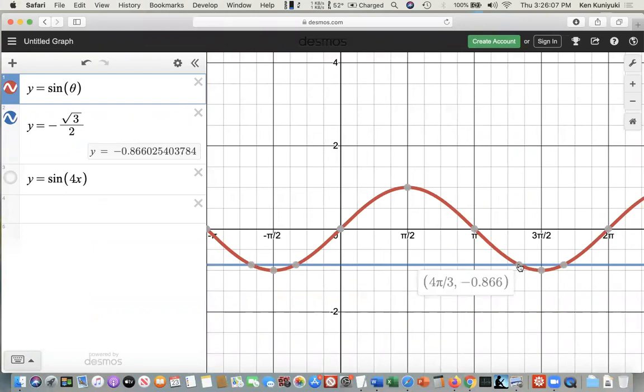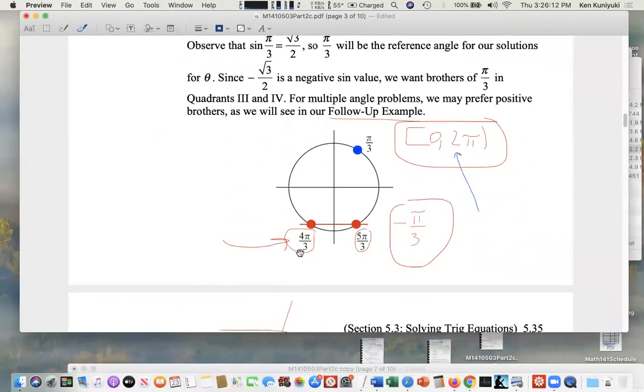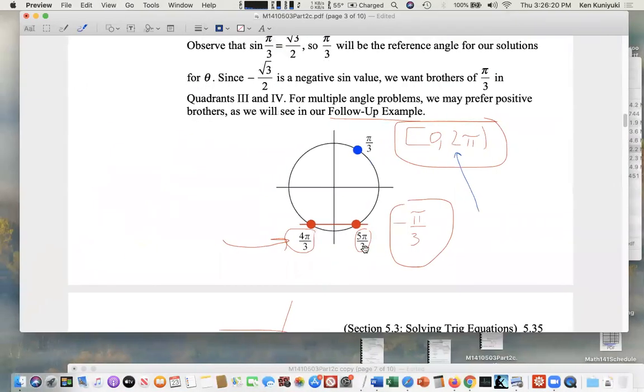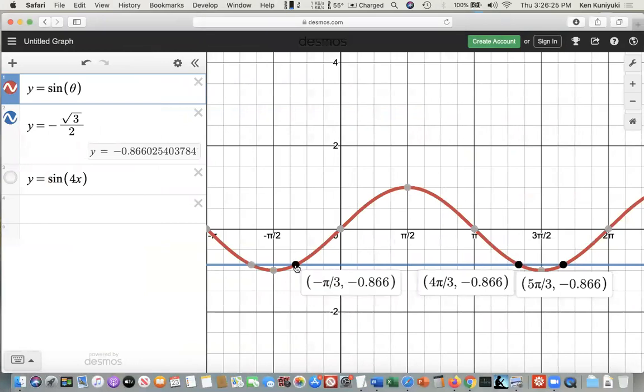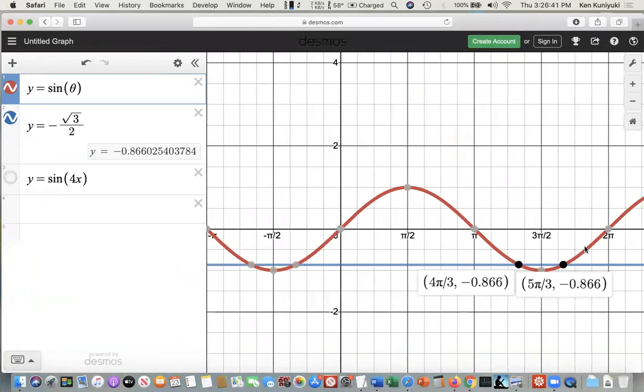Over here, we see 4 pi over 3, right? That was our quadrant 3 rep over here. We see theta equals 5 pi over 3 also gives us an intersection point between the red and blue graphs. 5 pi over 3 here is a solution for theta. We could have picked negative pi over 3, but we just had to worry about 1 rep in quadrant 3 and 1 rep in quadrant 4. So these were fine. Basically, representatives for these 2 points between theta equals 0 and theta equals 2 pi are 4 pi over 3 and 5 pi over 3.